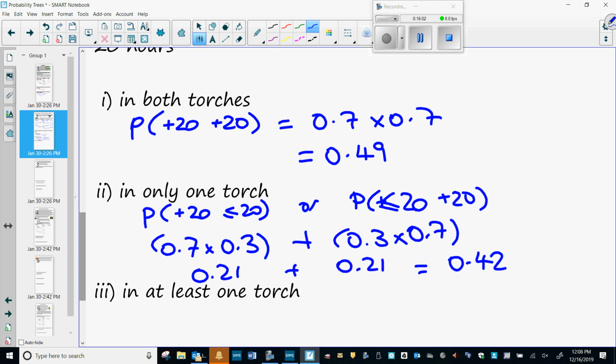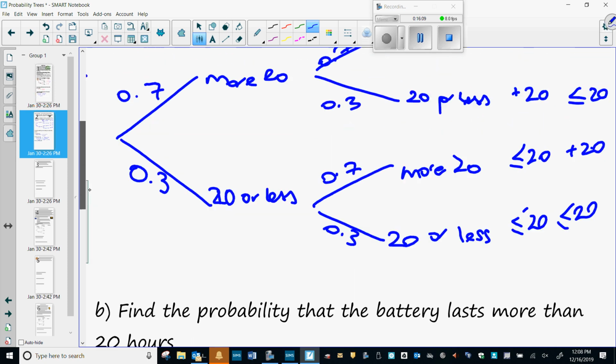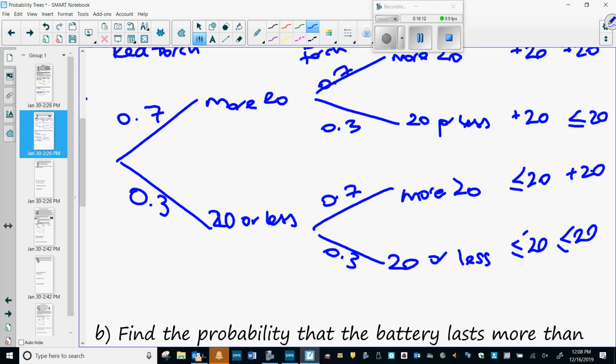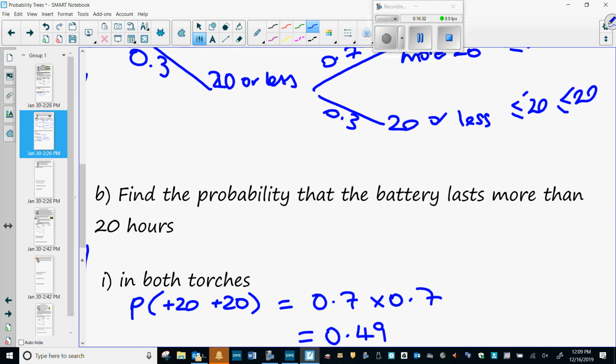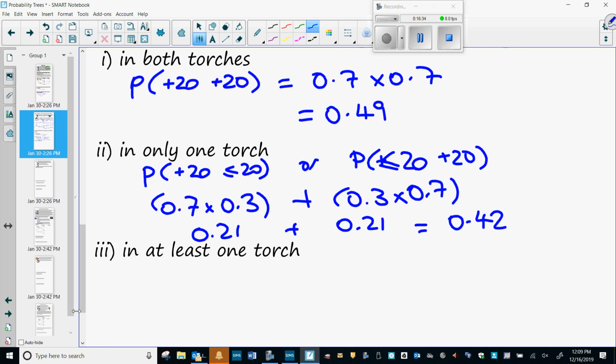Now, this one, in at least one torch, you've got a couple of ways that you could do this. In at least one torch means that we've got this situation, or this situation. Agreed? Now, our prior questions have asked us to find the probability of this one, and then the probability of these two. So actually, in our case here, we could just easily find the answer to this part 3, because we can add these two answers together.